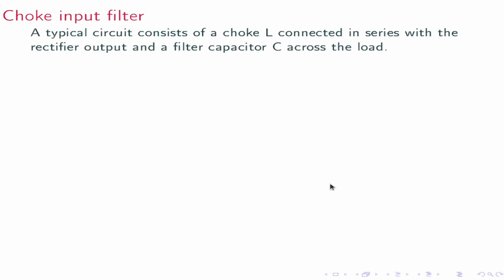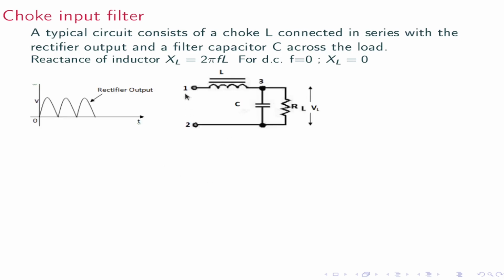In choke input filter, we are using an inductor or choke which is connected in series with the rectifier output, and also a filter capacitor is used. The reactance of the inductor is 2 pi fL. That means XL is equal to 0 for direct current. Therefore, an inductor offers high reactance towards alternating current and an easy path for direct current. We can design a circuit like this: an inductor in series with a rectifier and a filter capacitor here.